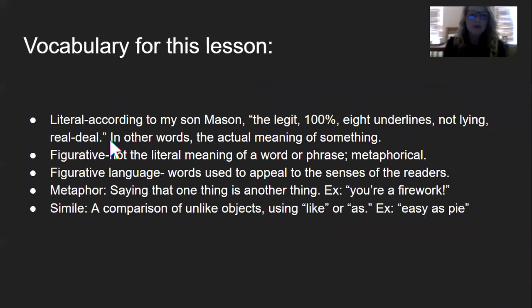Okay. So let's go over just a little bit of vocabulary, and any notes you want to take are great. If you just want to listen along, we're just going to go over a couple of vocabulary terms.